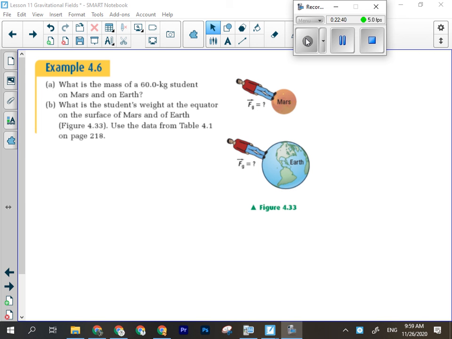I could be at the event horizon of a black hole. I would still only have a mass of 60 kilograms, but I would weigh a lot and be flat, like literally flat, okay? Atomized, really. So that's one that can often come up as a multiple choice question. Okay, students' weight at the equator and on the surface of Mars and Earth.